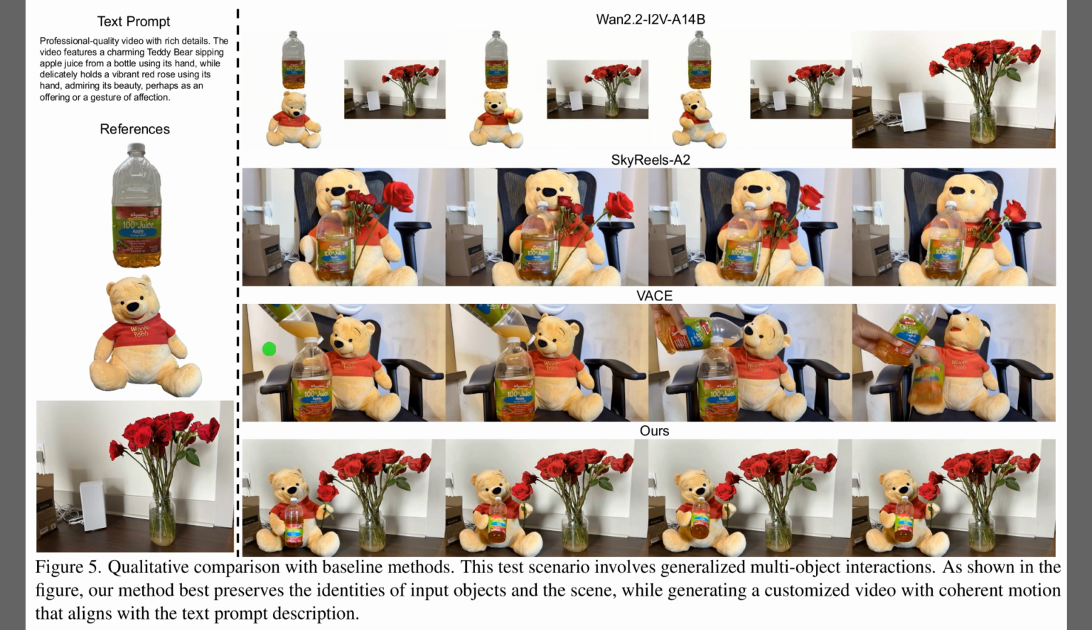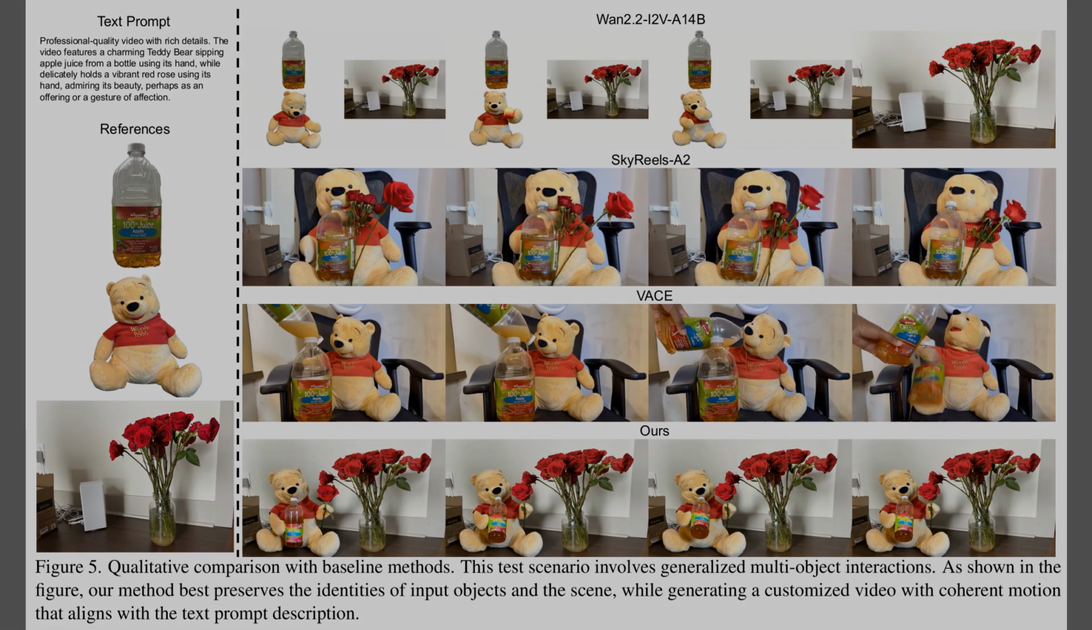Table 1 showed that users numerically preferred this approach, and Figure 5 now illustrates why. The left column presents the text prompt and 3 separate reference images, one for the juice bottle, one for the teddy bear, and one for the roses. The right side compares 4 generated videos, 1 row per method, so we can judge identity preservation and motion. The top 3 baselines either distort objects or lose some of them, whereas the bottom row keeps all 3 subjects recognizable and well composed while they interact naturally.